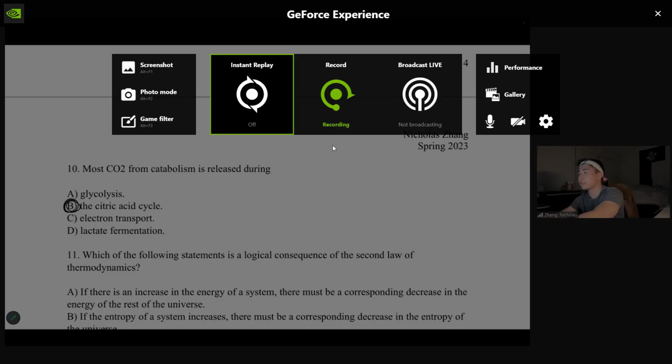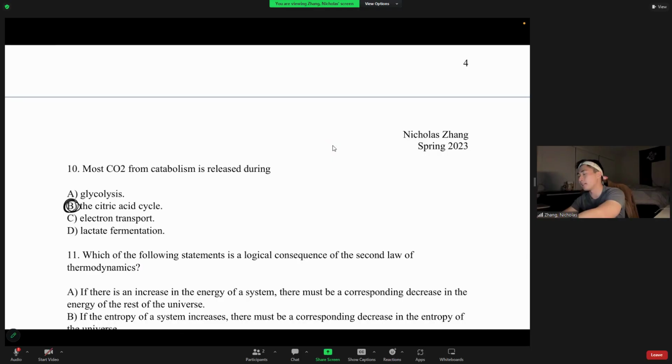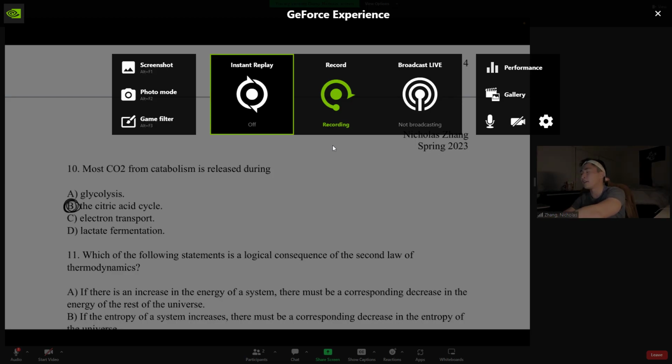I'm going to quickly check that it's still recording. I need to do this in one run, so I don't want to have to stitch anything together later.